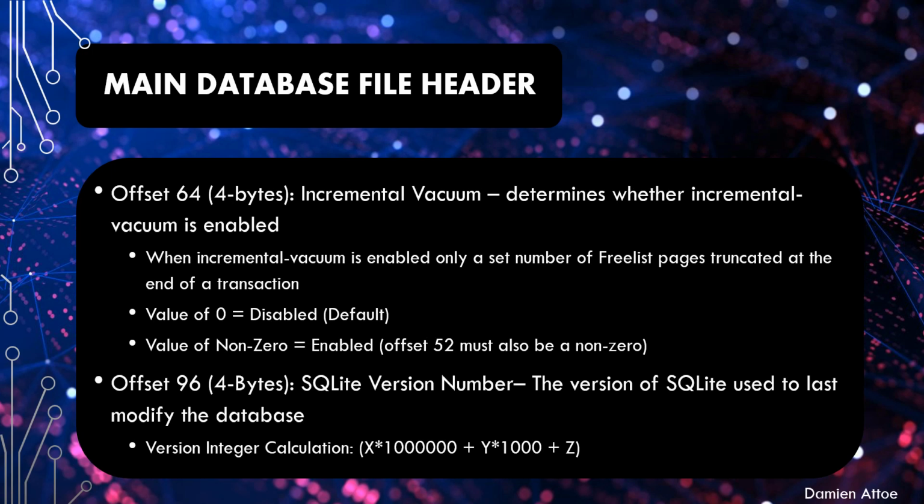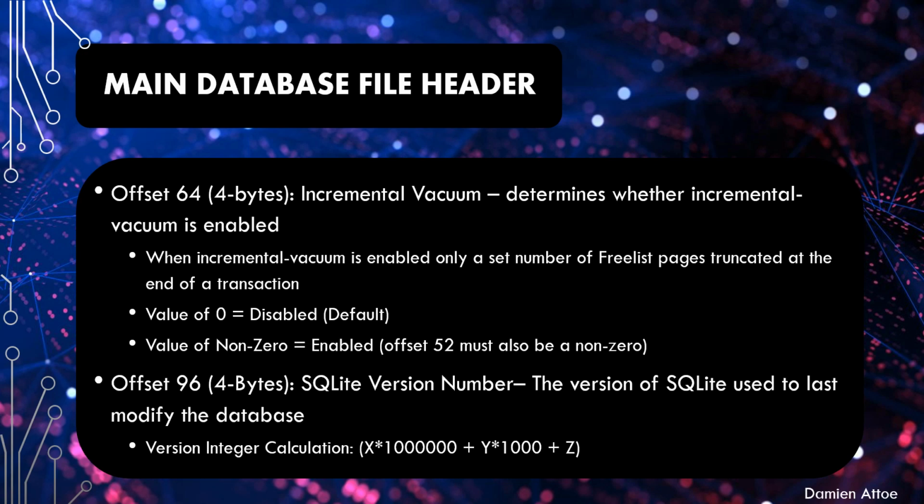Offset 64 for 4 bytes determines whether incremental vacuuming is enabled on the database. When incremental vacuuming is enabled, only a set number of freelist pages are truncated at the end of a transaction. A value of 0 means incremental vacuuming is disabled, and a value of non-zero means it is enabled. Note that if the value is non-zero, the 4 bytes from offset 52 must also be non-zero. From a forensic standpoint, it is still possible to recover records from the freelist when incremental vacuuming is enabled, providing the number of freelist pages is greater than the number of pages being truncated.